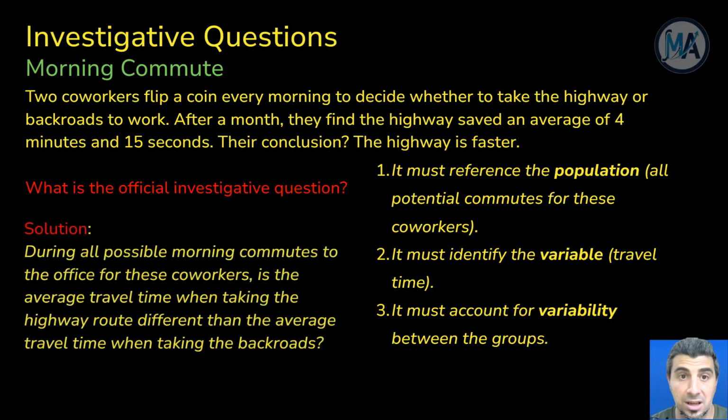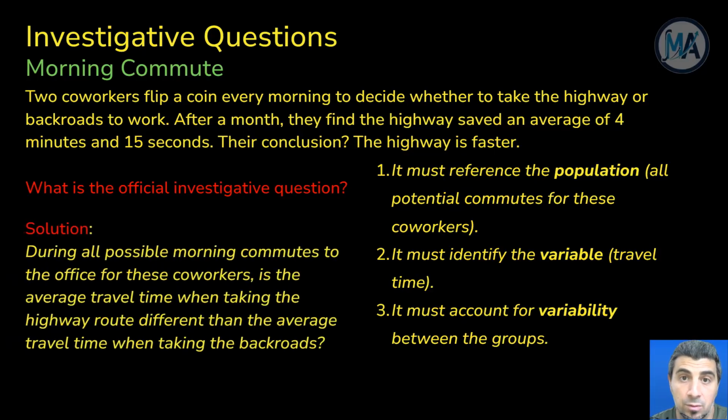So our solution is, during all possible morning commutes to the office for these coworkers, is the average travel time when taking the highway route different than the average travel time when taking back roads? Notice how we compare average travel times over all possible visits. That accounts for traffic variability.